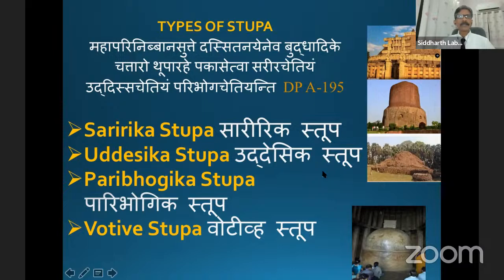So what is Saririka stupa? Where the Buddha's relics are placed in the stupa, or the stupa is constructed on the relics of the Buddha, those stupa are called the Saririka stupa. If you want to give an example, you can give the example of the Sanchi stupa. This is constructed on the Saririka dhatu of the Buddha.